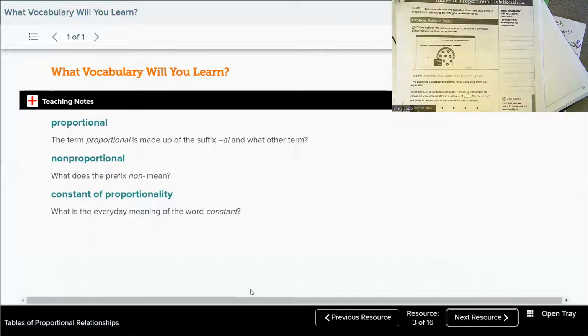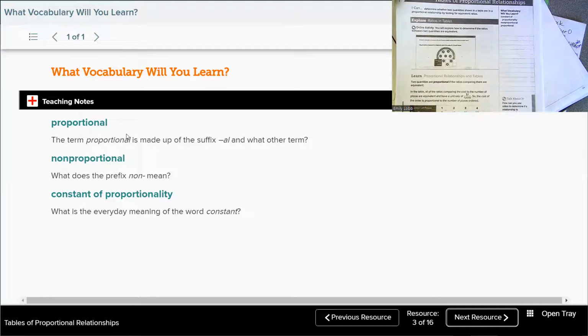What's in front of the suffix -al in proportional? No clue. So if I put my cursor in front of the -al here, what's in front of that? Proportion, right? Proportion kind of comes from your portion. What's a portion? A part. Yeah, a part. So that helps us understand.